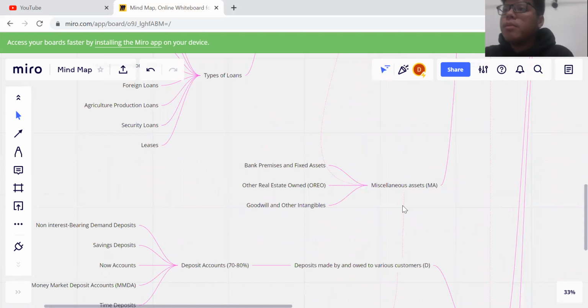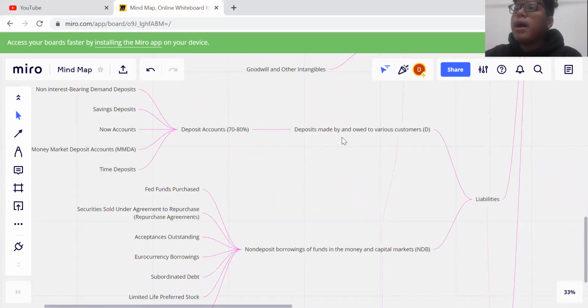Move to the miscellaneous assets. We have three parts: bank premises and fixed assets, other real estate owned, and goodwill and other intangibles.